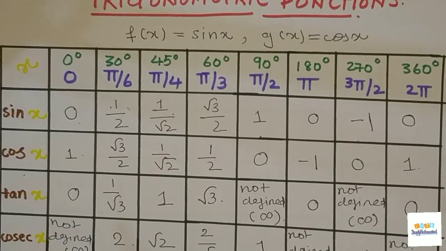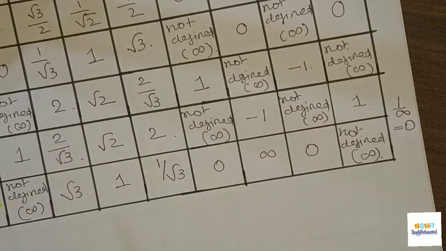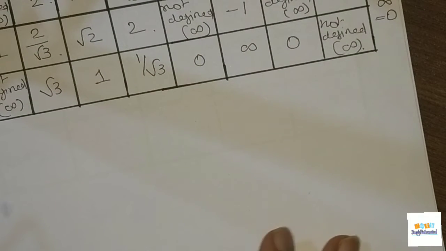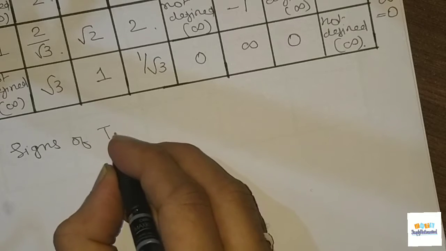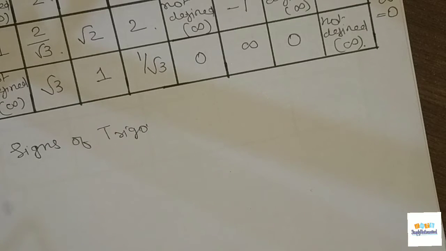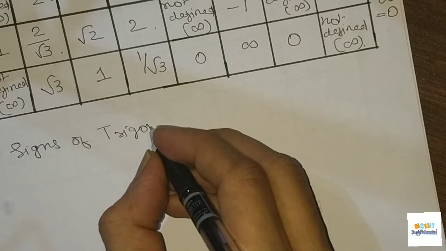Now we have to study the signs of trigonometric functions. For the signs of trigonometric functions, what you have to look at is the coordinate axis. Now here I will show you how to find the signs of trigonometric functions by using a shortcut method. So just watch the video till the end. So signs of trigonometric functions.